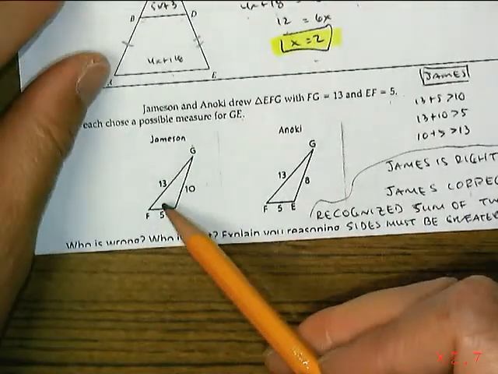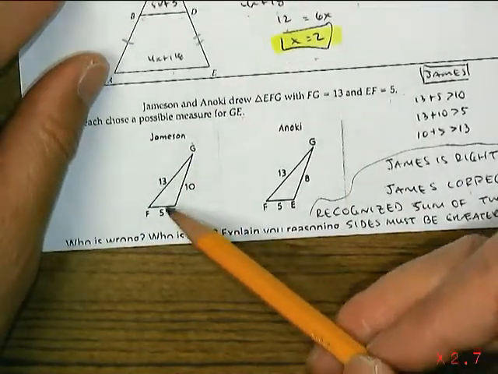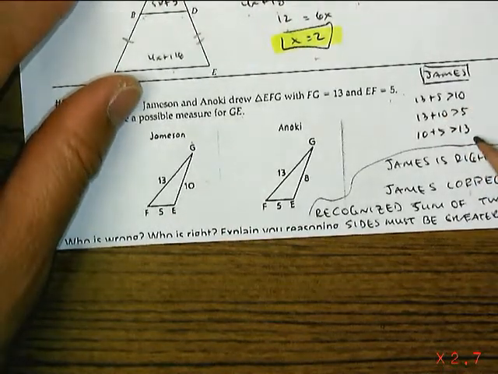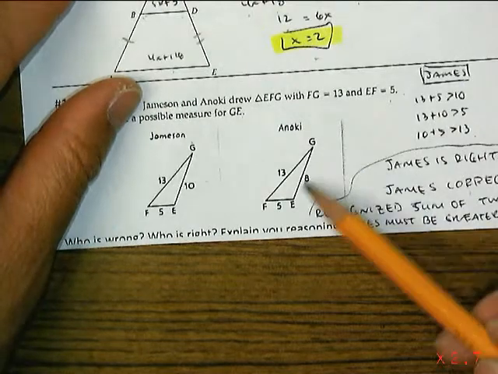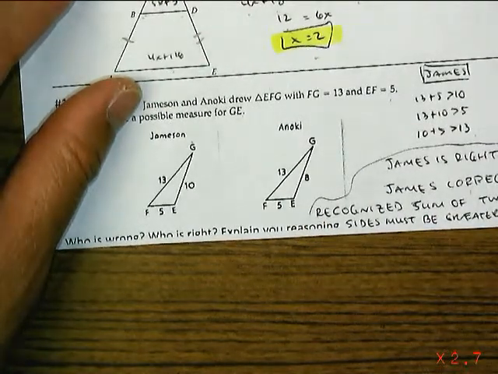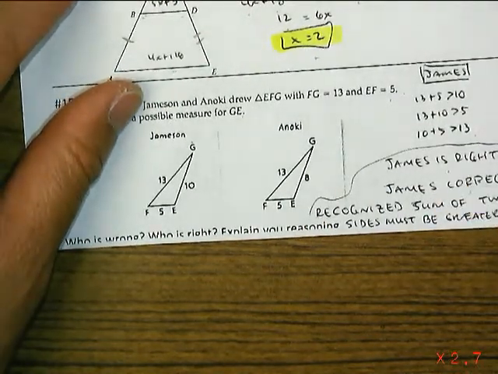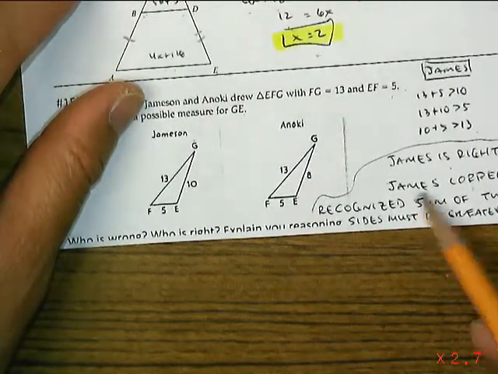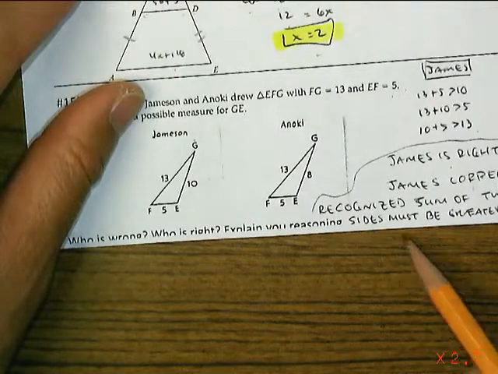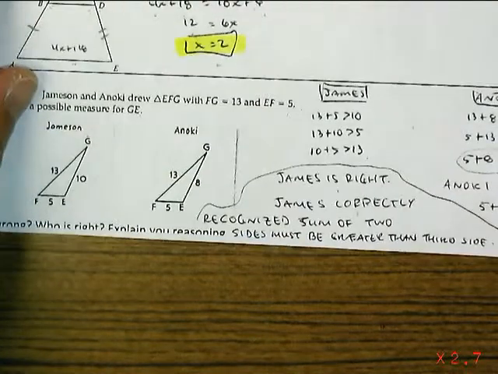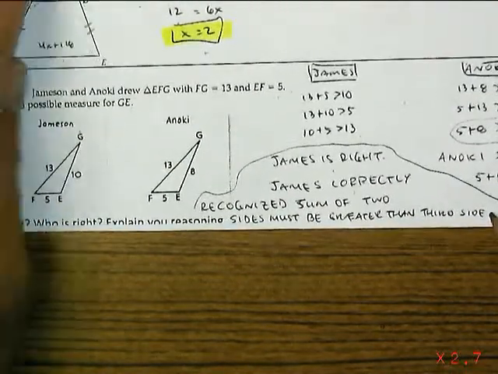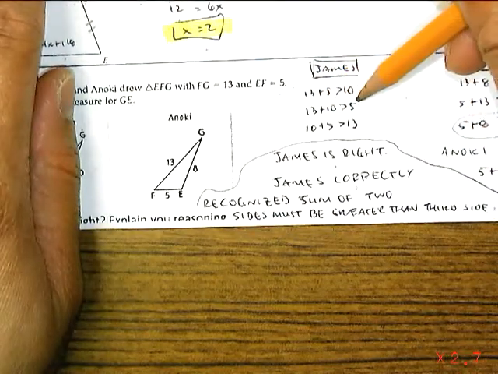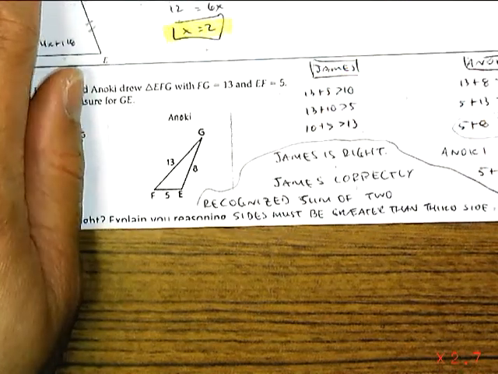So for Jameson, what I did is I add 2 sides of the triangle. The sum must be greater than the third side. I did that, and all of them are true. For Inoki, I did that, and I noticed that one of them is wrong. So Jameson is right, and Inoki's wrong. Here's my explanation for my reasoning. Jameson correctly recognized the sum of two sides must be greater than the third side. Right? 13 plus 5, that's greater than 10. 13 plus 10, greater than 5. 10 plus 5, greater than 13.